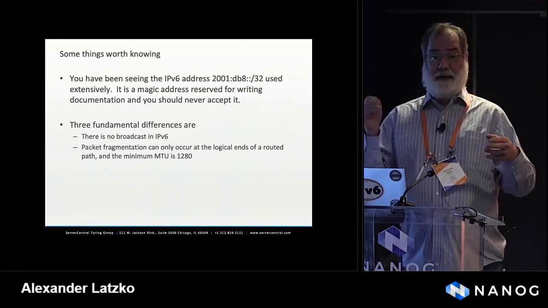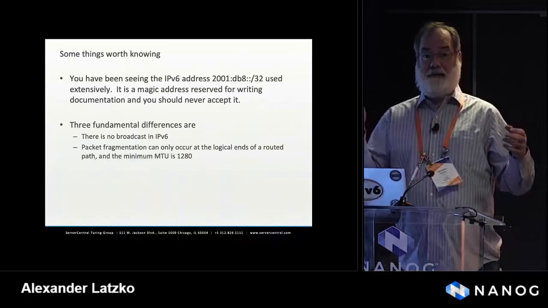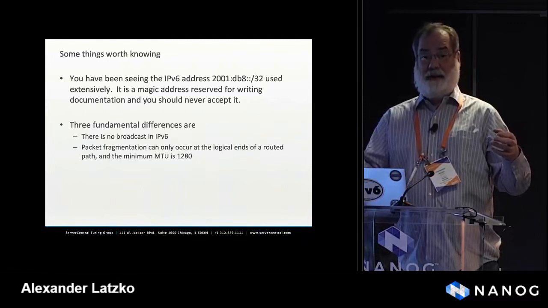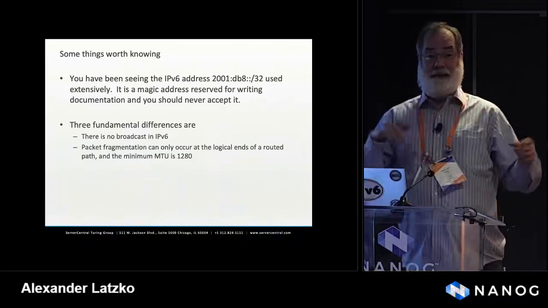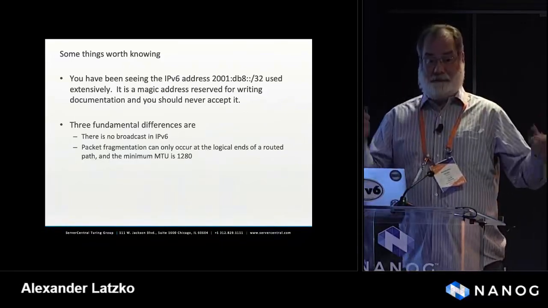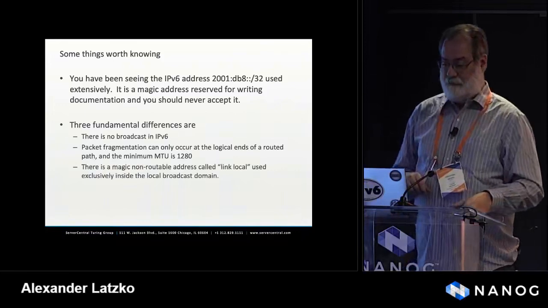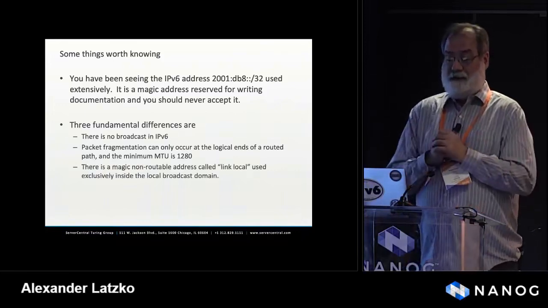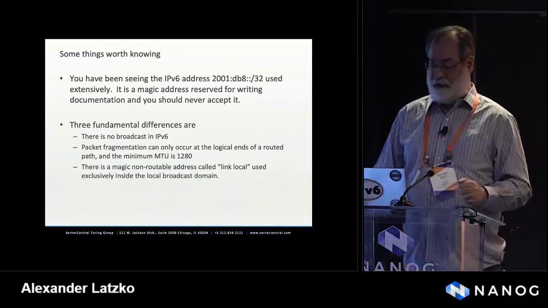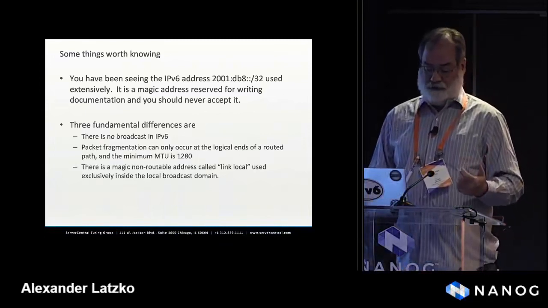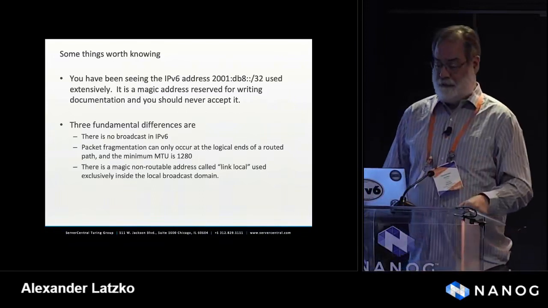Whatever goes in the wire has to come out of the wire, and PMTUD, Path MTU Discovery, uses an ICMP command to say, hey guys, how big is my path? So that the ends can fragment if necessary. And there's a magic non-routable address called link local, which is wonderful and useful and non-routable. We'll see about that in a minute.